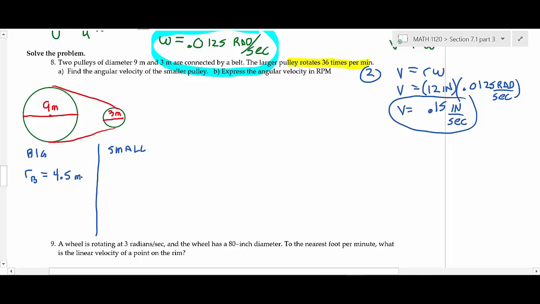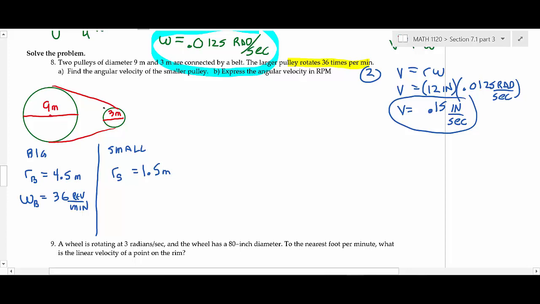The other thing I've given you is that the larger pulley rotates 36 times per minute. Remember, that's omega. You would have to know that I gave you omega. Let's just write that down as 36 revolutions per minute for now. So those are the two things we're given. As far as the small one goes, the only thing we're given is the radius, which would be half of 3, so that would be 1.5 meters.